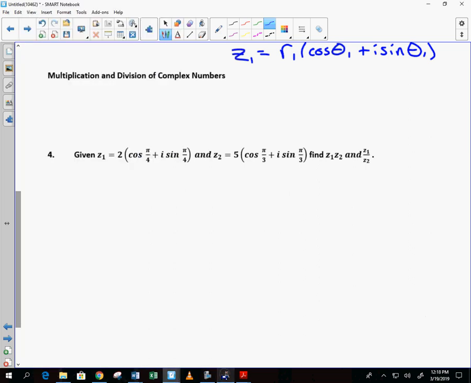Okay, all right. Z sub 2 is equal to r sub 2 times cosine of theta sub 2 plus i sine of theta sub 2.